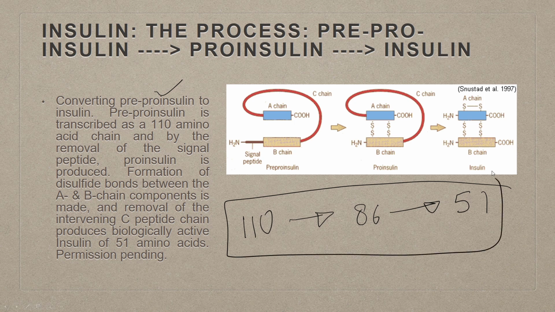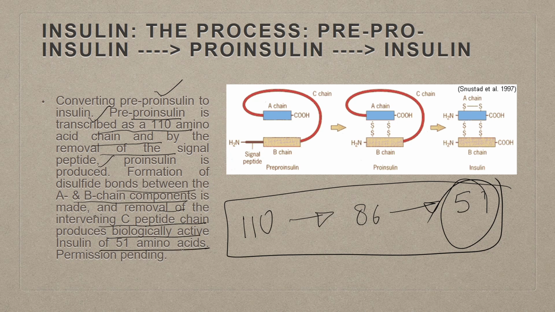Think of it, how lucky those 4 people have to be that they could exactly get this, the active form. Rest all are not active forms. Realize that this is extremely important for you to understand. Converting proinsulin to insulin, pre-proinsulin is transcribed as a 110 amino acid chain, and by the removal of the signal peptide, proinsulin is produced. Formation of disulfide bonds between the A and B chain components is made. The removal of the intervening C peptide chain produces biologically active insulin of 51 amino acids.